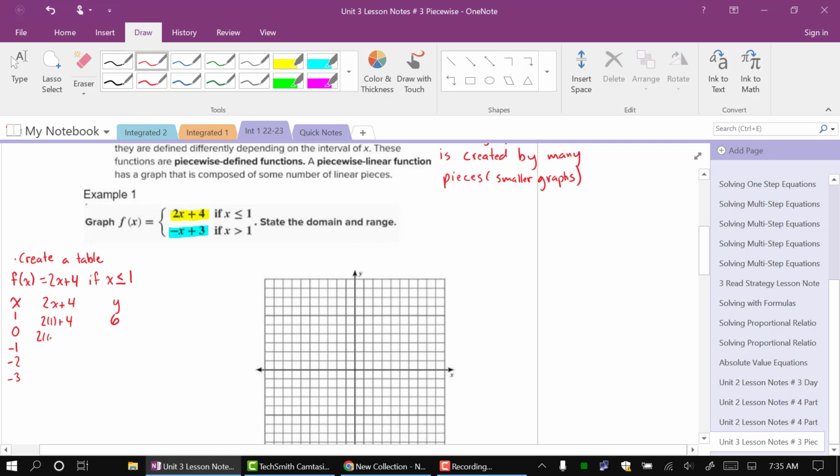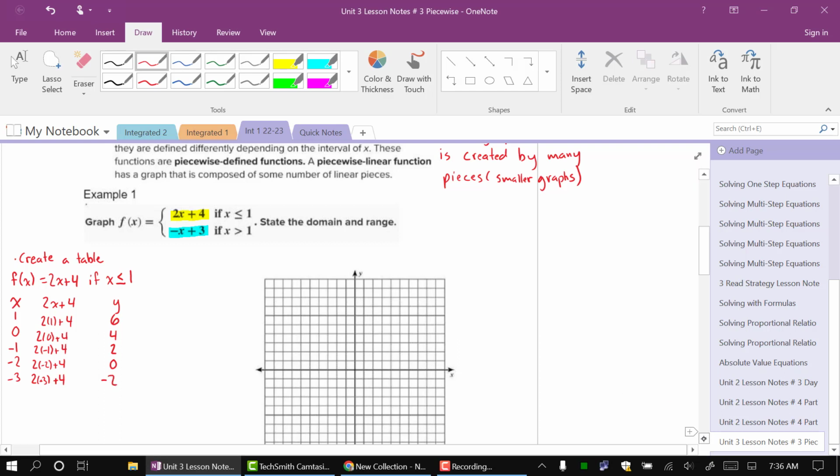0. 2 times 0 plus 4. 2 times 0 is 0. 0 plus 4 is just 4. 2 times negative 1 plus 4. 2 times negative 1 is negative 2. Negative 2 plus 4 is 2. 2 times negative 2 plus 4. So 2 times negative 2 is negative 4. Negative 4 plus a positive 4 would give you 0. And then lastly, we have 2 times negative 3 plus 4. 2 times negative 3 is negative 6. Negative 6 plus 4 is negative 2.